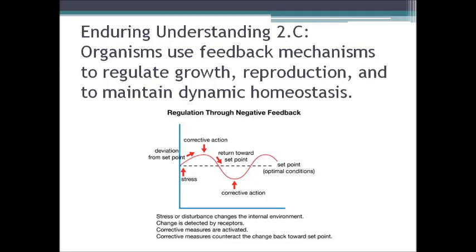In Enduring Understanding 2c, we will be looking at how organisms use feedback mechanisms to regulate growth, reproduction, and to maintain dynamic homeostasis. There are 2 types of feedback mechanisms, positive and negative. Negative feedback mechanisms maintain dynamic homeostasis for a particular variable by regulating physiological processes, returning the changing condition back to its target set point. Now let's look at some examples of negative feedback mechanisms in both plants and animals.